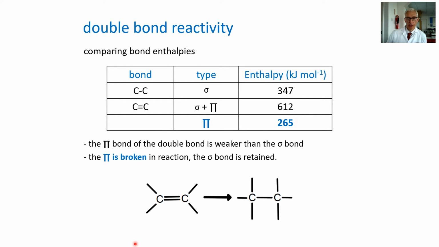So if we look at this simple diagram here, we've got a sigma and a pi, and on the right hand side we just have a sigma. So the pi bond is broken and replaced with an additional sigma bond for each carbon. So we're moving from a relatively weak bond enthalpy of the pi bond in the double to stronger bond enthalpies, most likely for sigma bonding in the carbons.